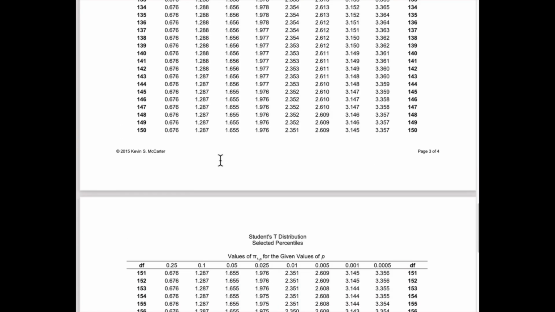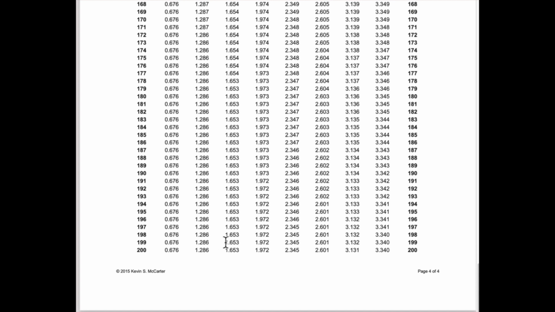Let me just scroll on down here. I've got these listed up to 200 degrees of freedom, and you can see here that the upper fifth percentage point of the t distribution with 200 degrees of freedom is 1.653. Well, that's pretty close to 1.645. What we would find is that if we keep going, asymptotically, the values in this column are going to converge to 1.645. But even with samples of size 200, it's getting pretty close to that.